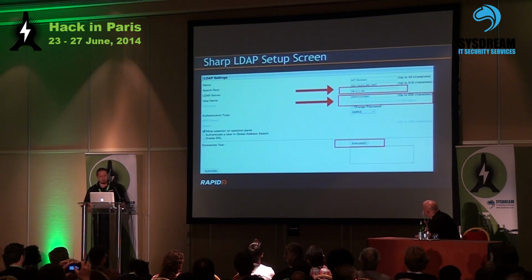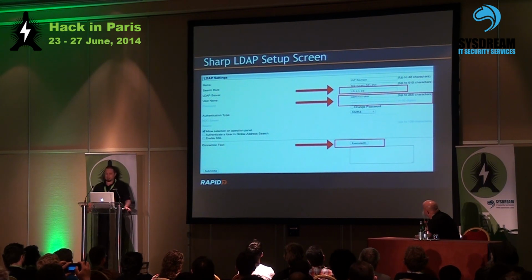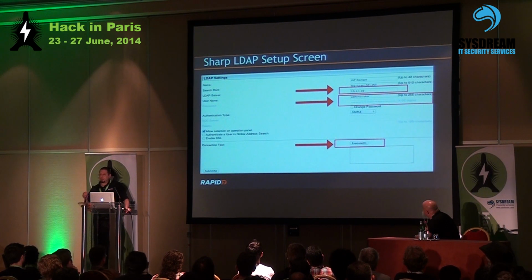Another neat feature of the Sharp is this test connection. Once we execute the test connection, it sends the credentials. The nice thing about the test connection is it just verifies that it can actually talk to the device. None of the changes that we have made are permanent. The only way to make it permanent is by clicking on the submit button down there.